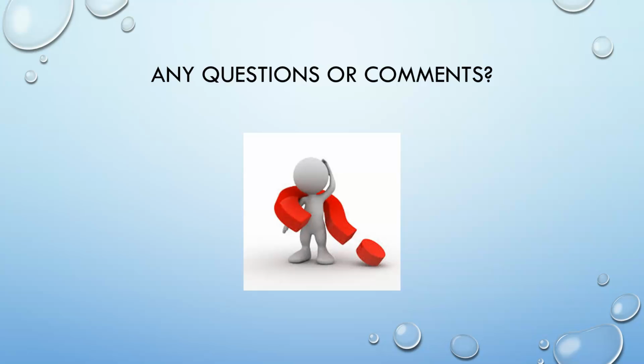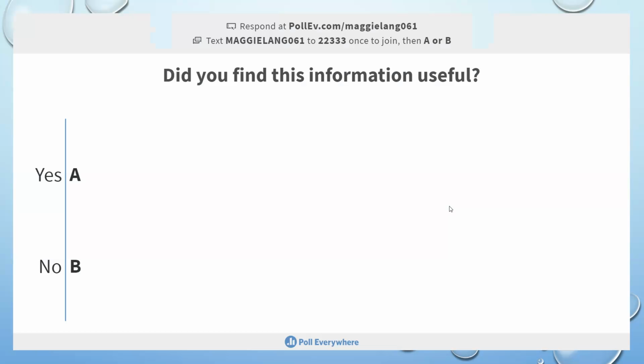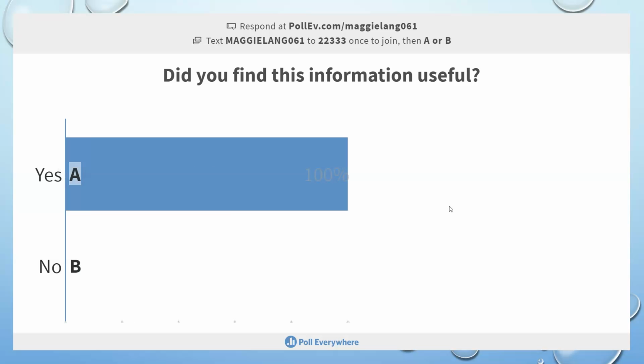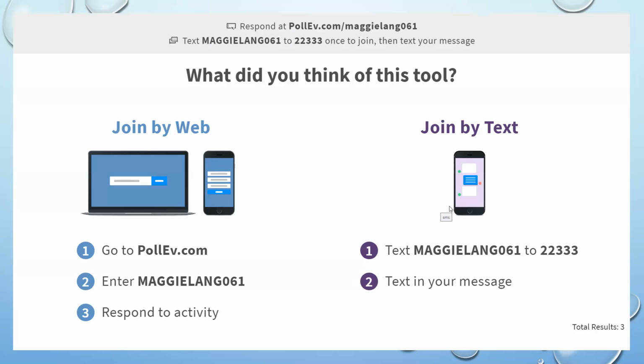So I would love to hear or read your comments about Poll Everywhere below. You can text them to 22333. Again, Maggie Lang, 061, all one word. I am then able to log into my Poll Everywhere account and view them. What did you think of this tool? You can actually text an answer right in. You can see right over here that I have three results from family members.